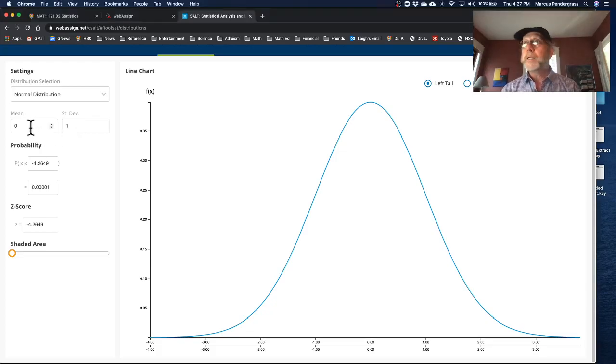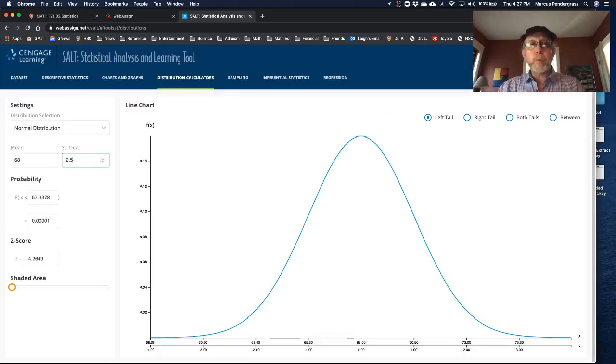We need a mean of 68 inches, so I'm just going to type that into the box here, and a standard deviation of 2.5 inches. And so I type that into the box, and now you see the normal distribution that we need. Notice that SALT has marked off the x-axis just as we did in the slides, in units of standard deviation.